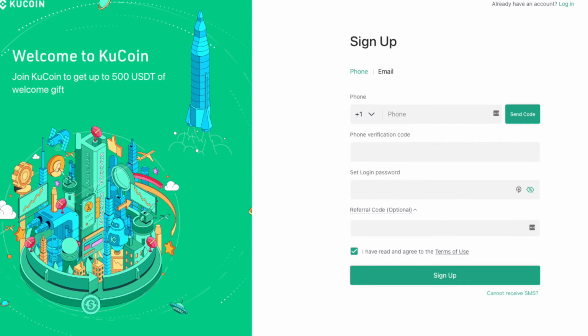First thing you'll do is go to Kucoin and click sign up. I always use an email for that. Then they'll send you a 6-digit code, and after you enter that code and your password, you're good to go. You could also use my referral code, which is in the description.